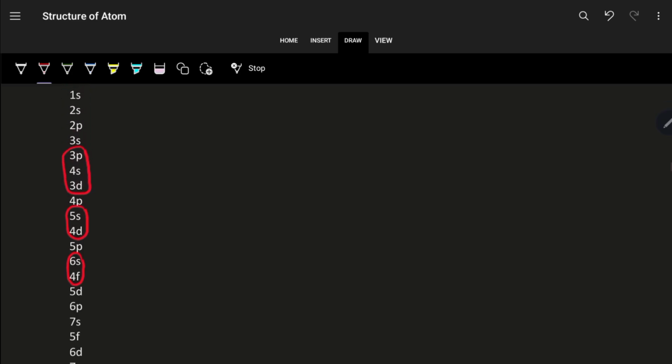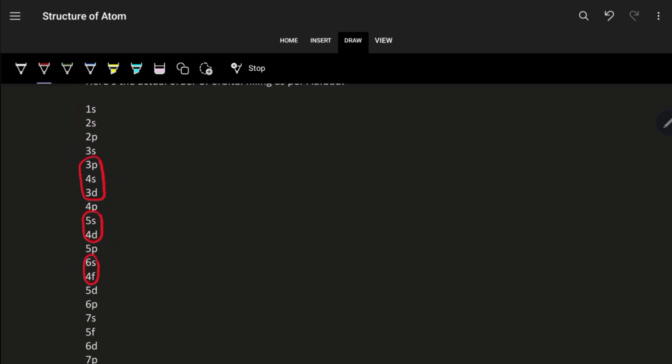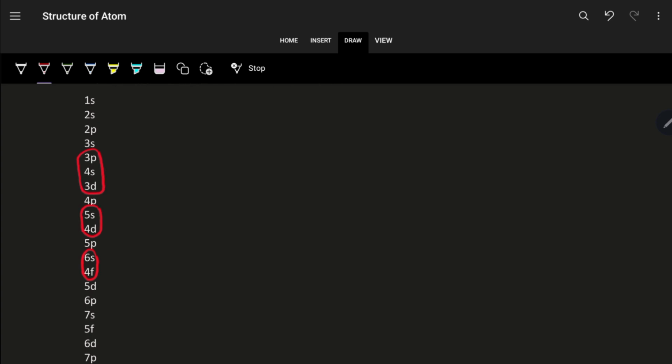So there is something which tells that, of course, according to Aufbau principle, the energy of 3p is less than the energy of 4s, is less than the energy of 3d. This is the energy order. That's why it is filled up in this manner.